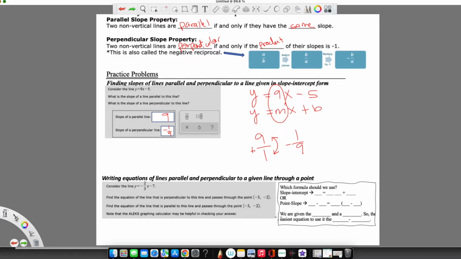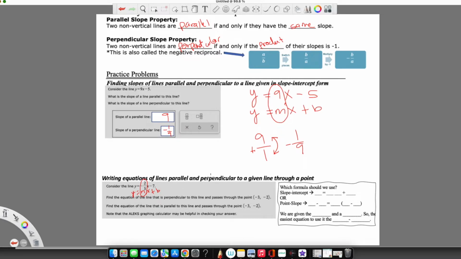Once we write one equation, we just have to change it a tiny bit for the second one. So find the equation of the line that is perpendicular to this line and passes through the point -3, -2. So we're given a line, and then we need to find an equation of a line perpendicular to it. In order to do that, I need to know what the slope of this original line is. Well, this is y equals mx plus b, so I just need to know what is the m. That's my slope. Okay, so I already know what the slope is.